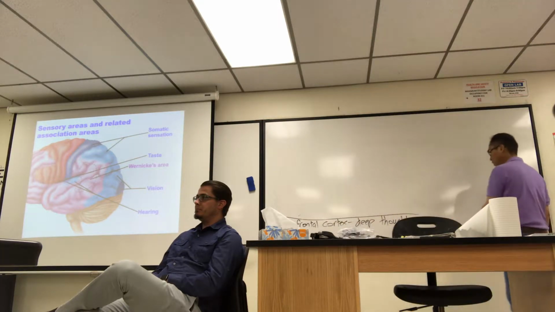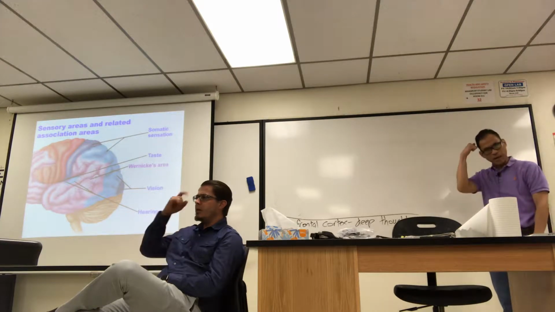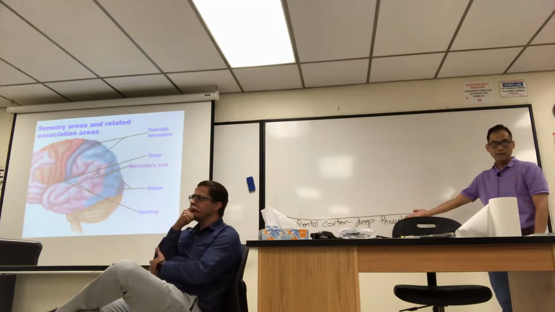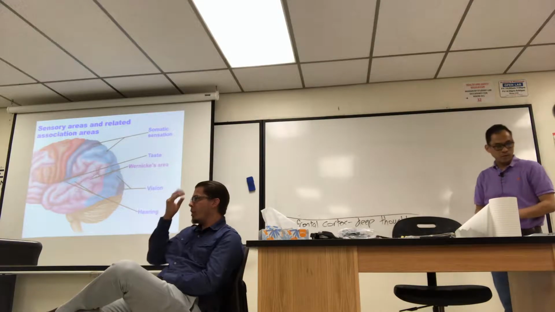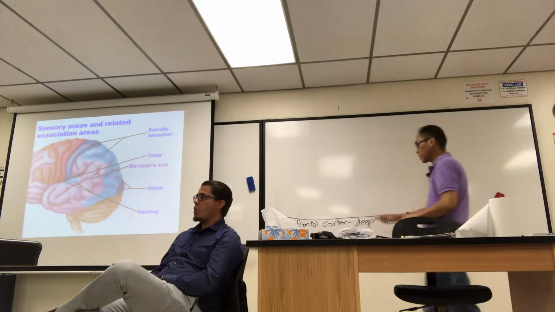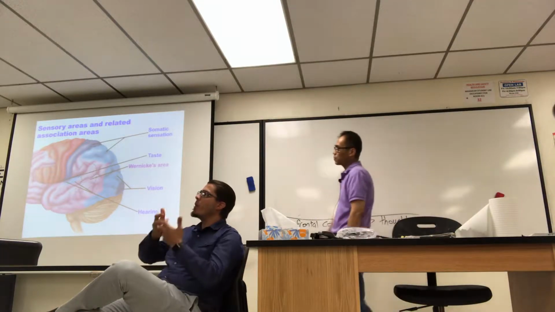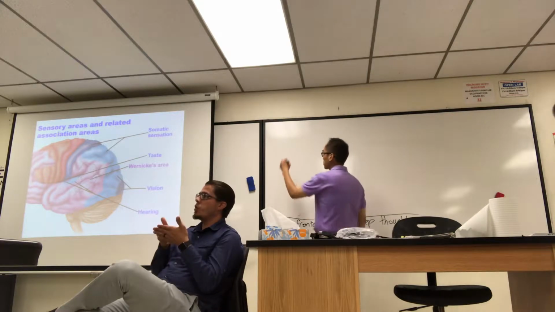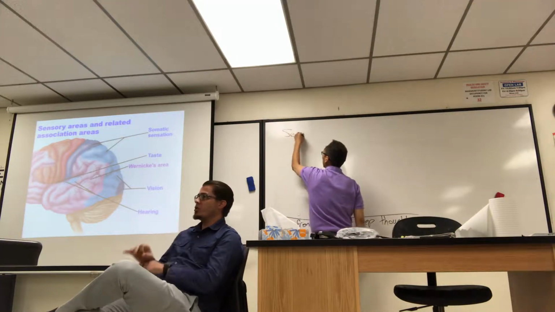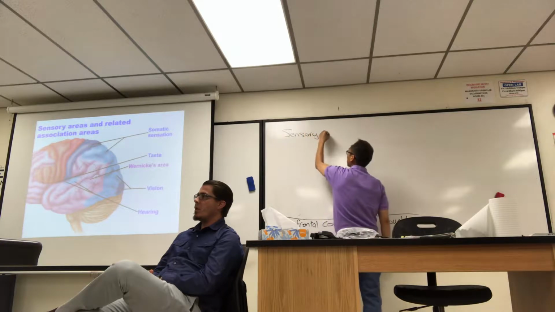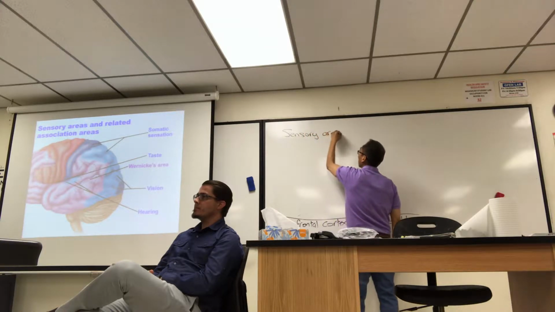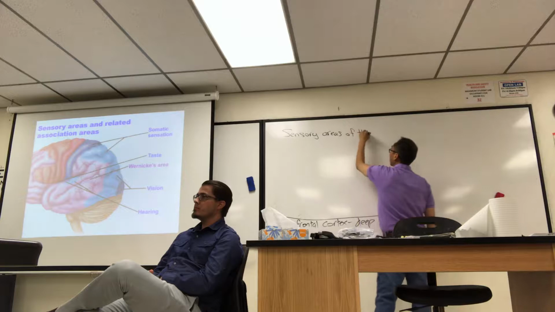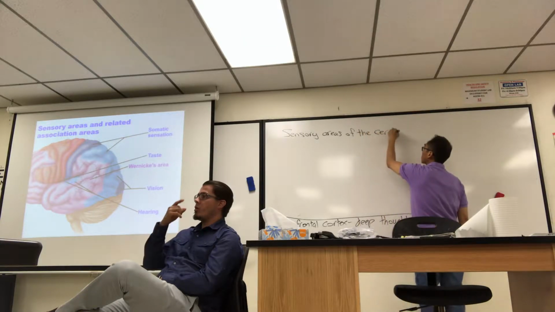Do you ever wonder why when you think really hard, you furrow your brow or you touch your head? I mean, that's the part of the brain that's kind of doing the thinking for you. But it's not really a motor function, but it's kind of close to one. Okay, these are strictly sensory functions. Sensory areas of the cerebral cortex.